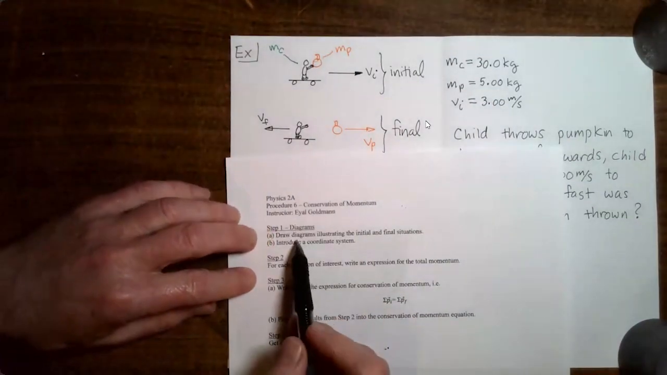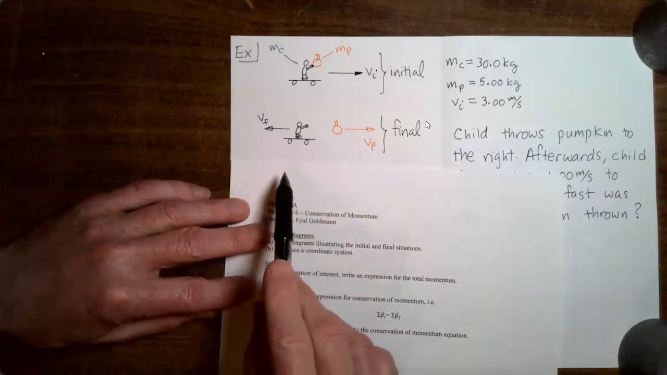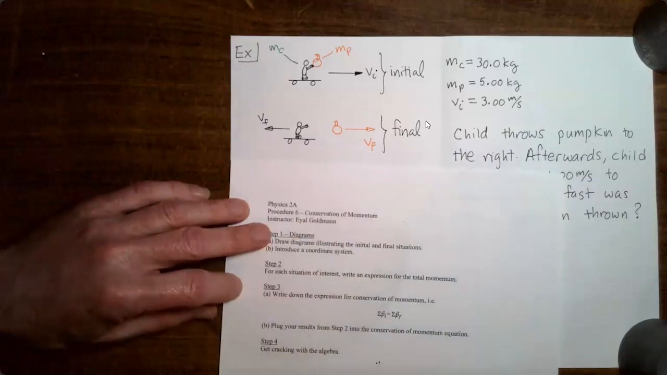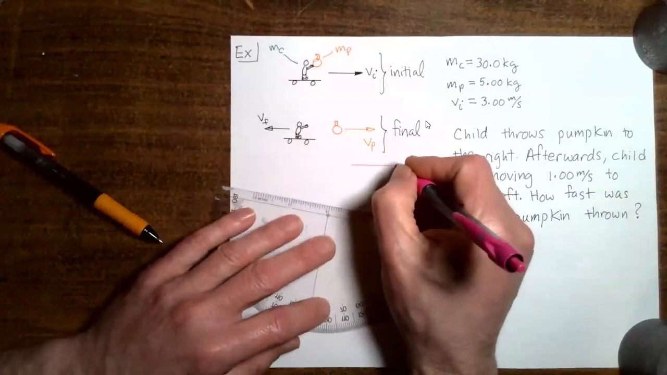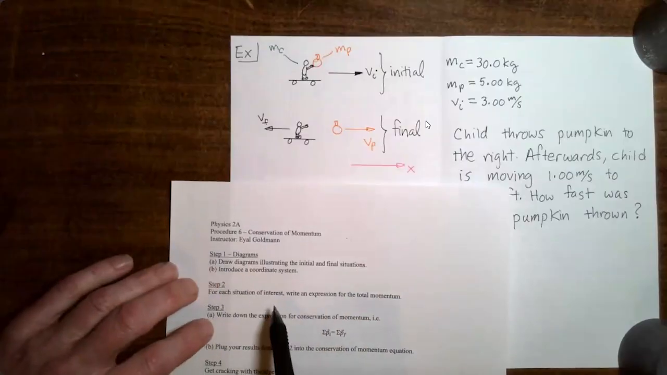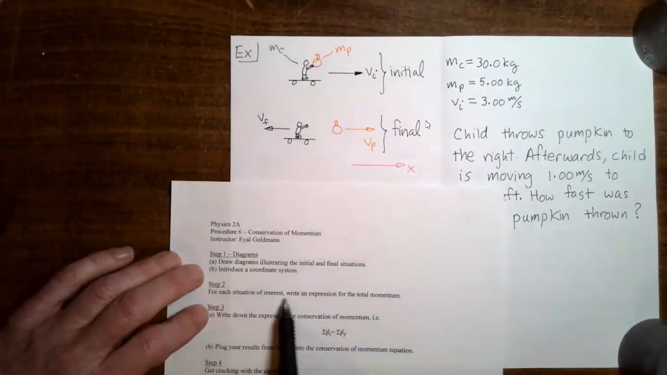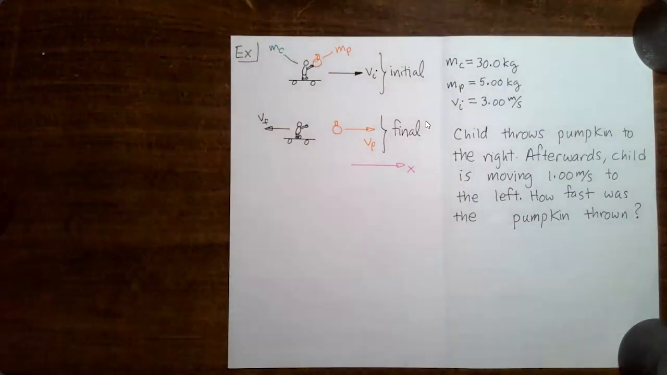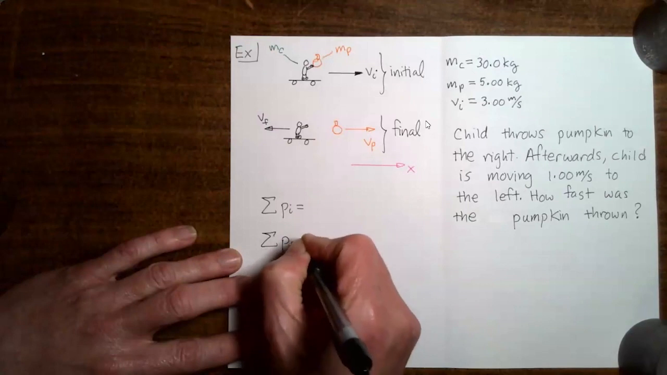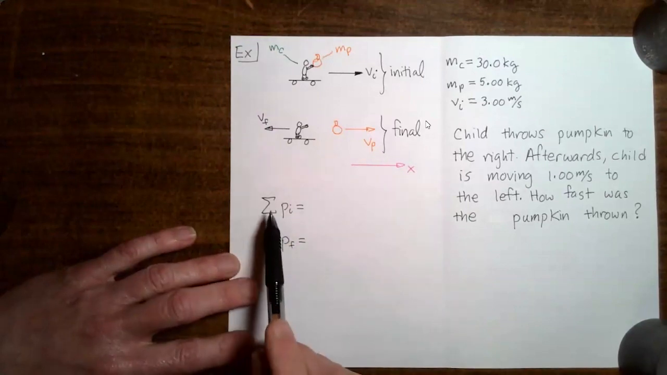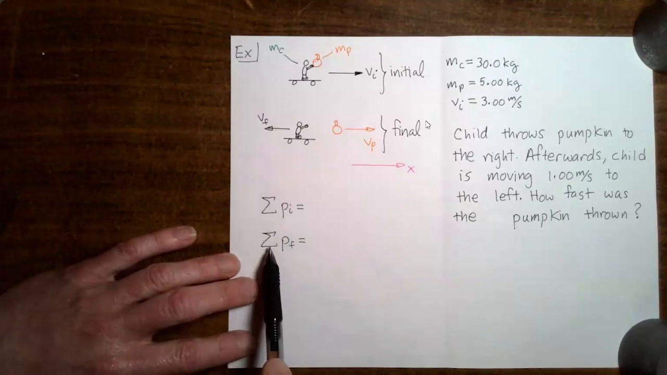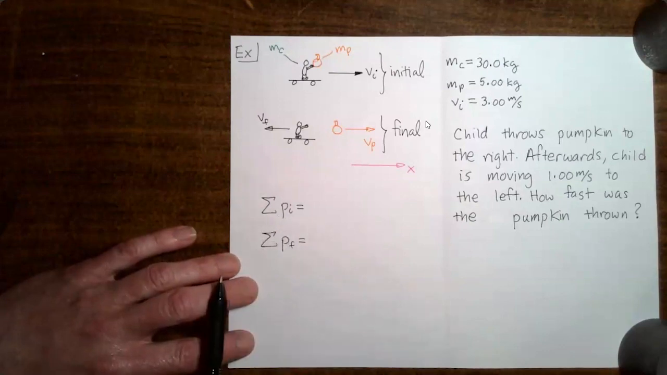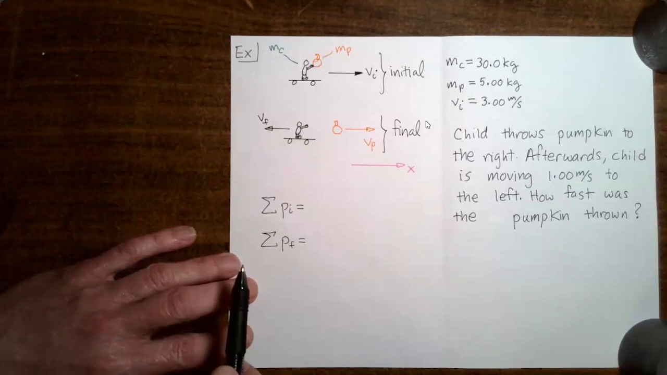Going back to the handout, 1b says introduce a coordinate system. So as usual, let's just have a positive x direction pointing to the right. Moving on to step 2, it says for each situation of interest, write an expression for the total momentum. So what we want to do now is write down an expression for the total momentum in the initial situation and an expression for the total momentum in the final situation.